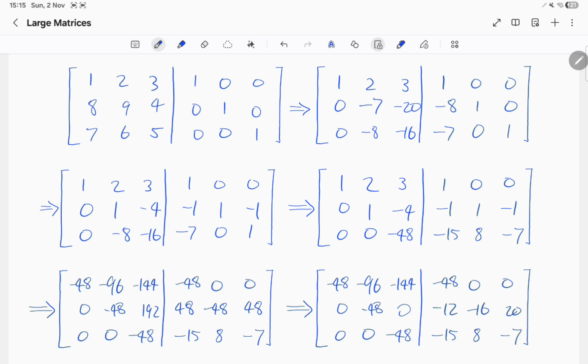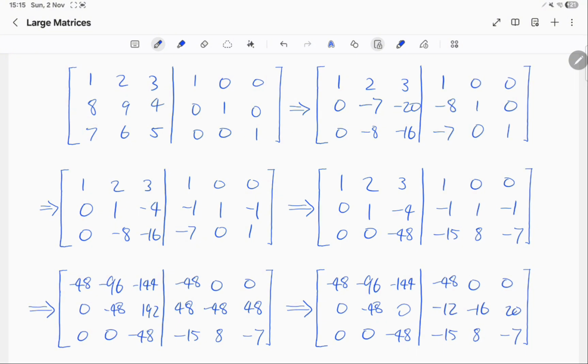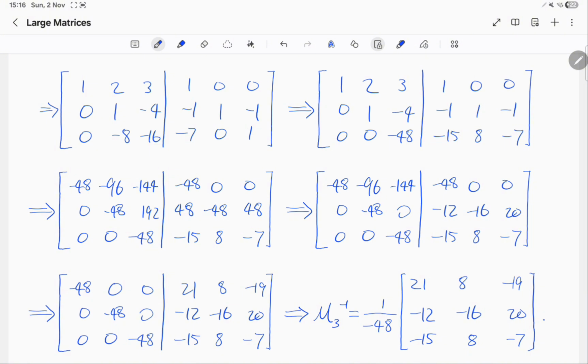Firstly, we'll take away 8 of row 1 from row 2, and we'll take away 7 of row 1 from row 3. Then we can take away 1 of row 3 from row 2. We'll then take away 8 of row 2 from row 3, and then we'll multiply rows 1 and 2 by negative 48. Then we can add 4 of row 3 back onto row 2.